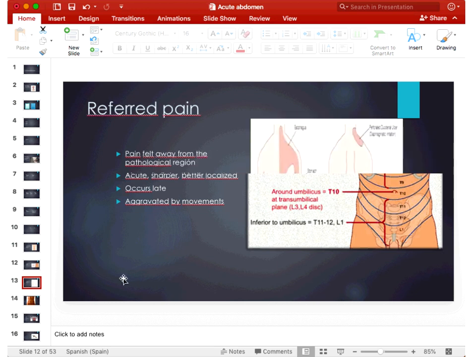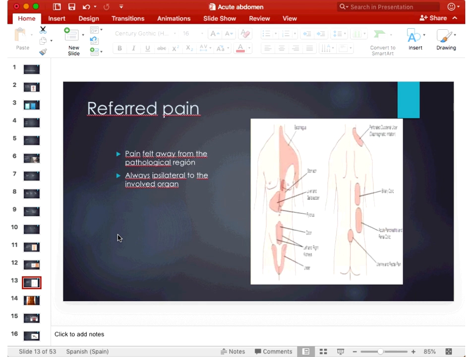And you may find some referred pain, and this is the pain felt away from the pathological region. And it is always ipsilateral, the same side of the involved organ. That means when you have an inflamed gallbladder, you may feel the pain on the back side, on the back right side of the body, on the scapula, the right scapula.